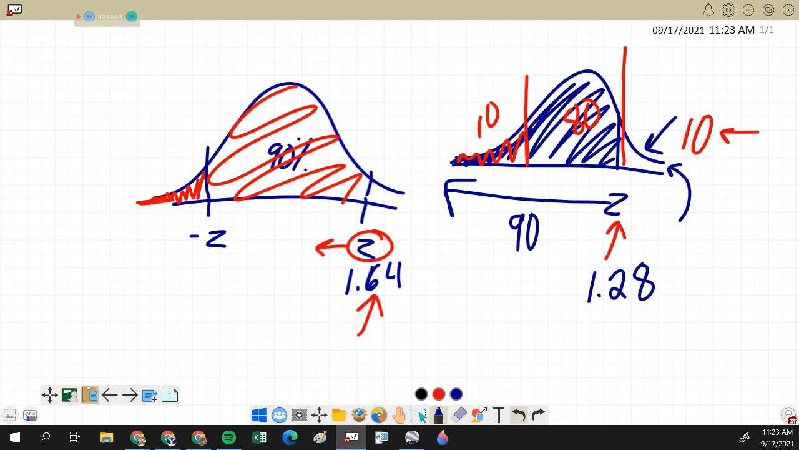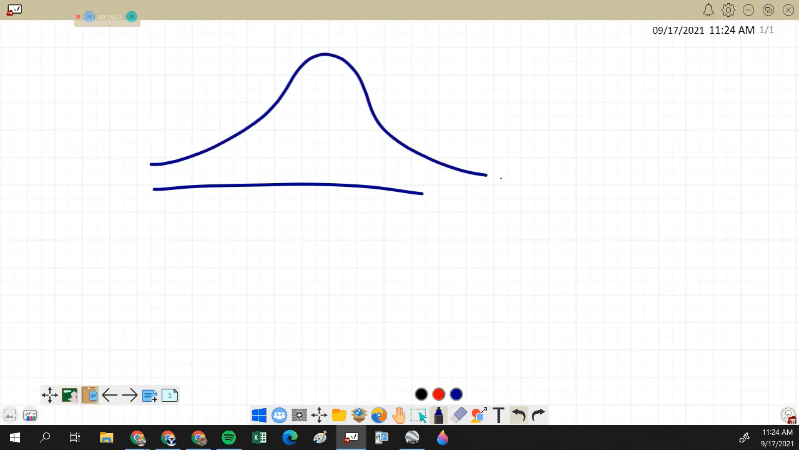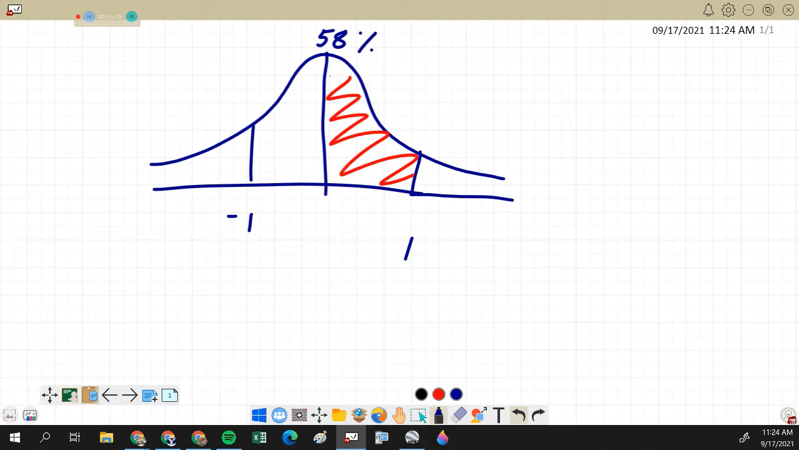5. A certain curve that's not the normal curve is sketched below. It kind of looks like the normal curve. It is symmetric around 0, and the total area is 100%. The area between -1 and 1 is 58%. How much is to the right? Or sorry, how much is between 0 and 1? So I have a curve. It's not a normal curve, but it is symmetric. And I know that the area between -1 and 1 is 58%. So how much is here? Half of 58, which would be 29.